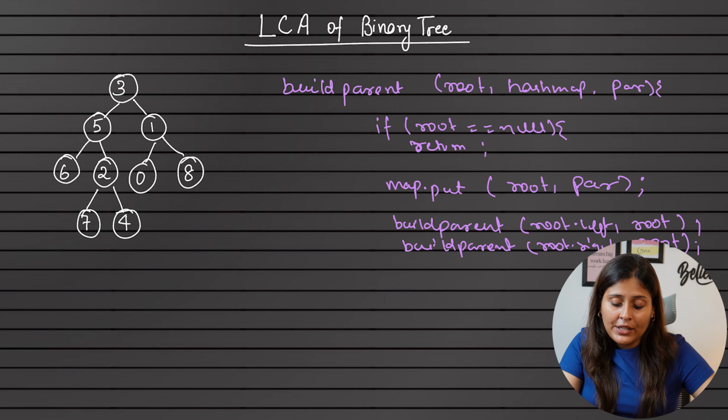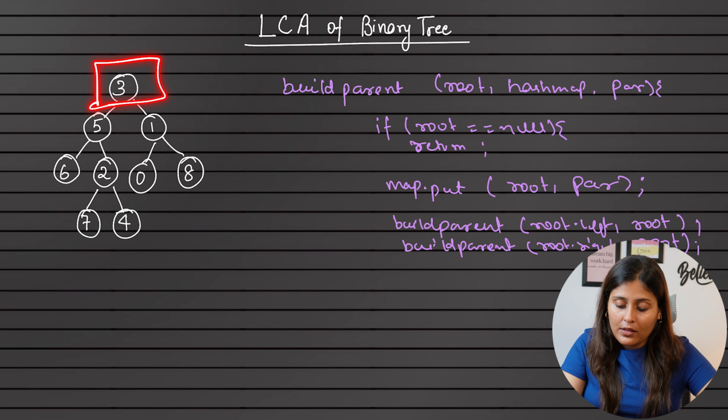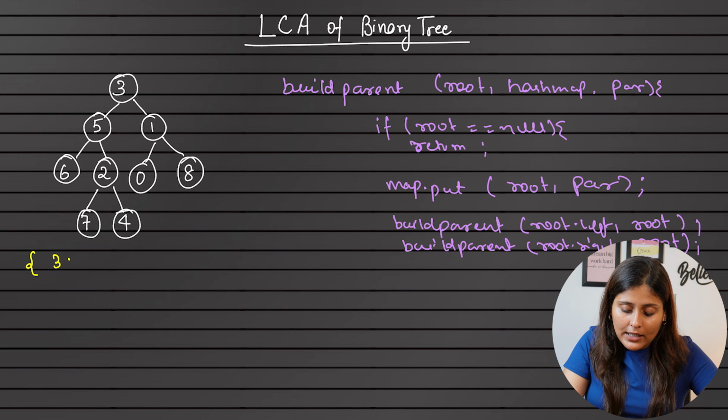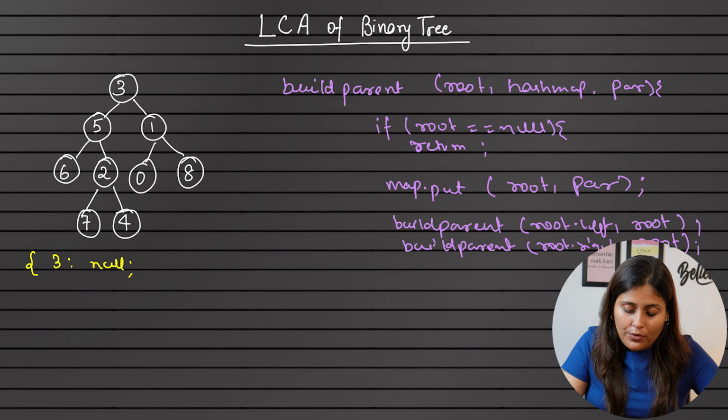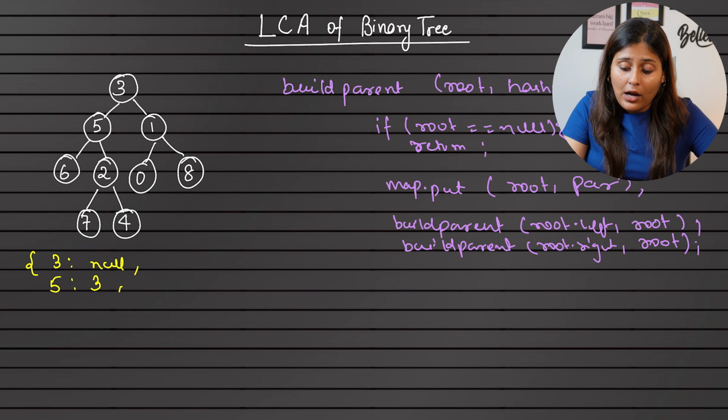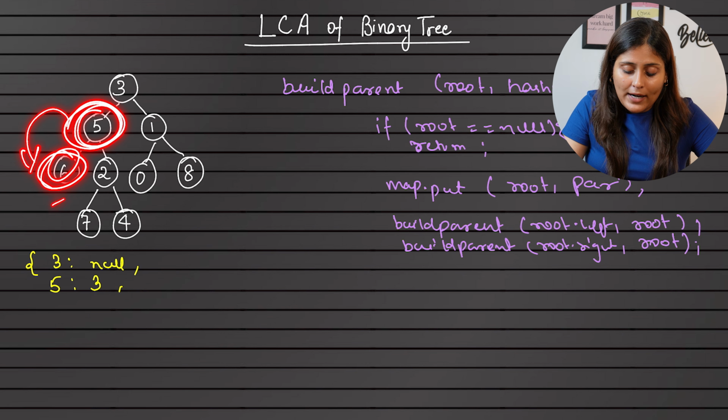Now what will happen: initially we start from 3, and the parent for this is null, so in the map for 3 the parent is null. Similarly we go to the next side, left and right. First we go to the left side, where the parent is 3 and the node is 5. So for 5 we have to store 3, correct? Before going to the right side, we go towards the left side first, at 6.